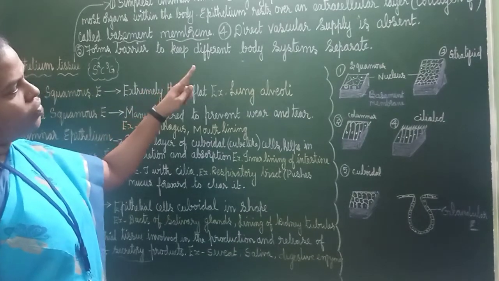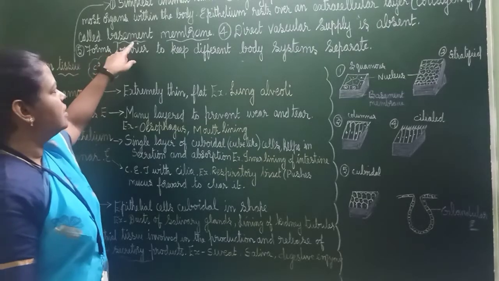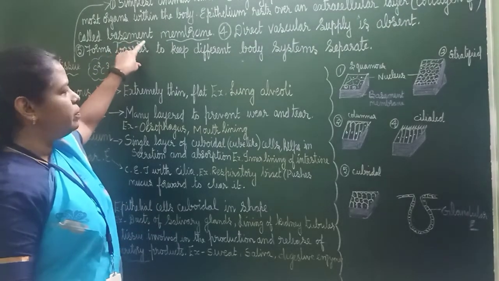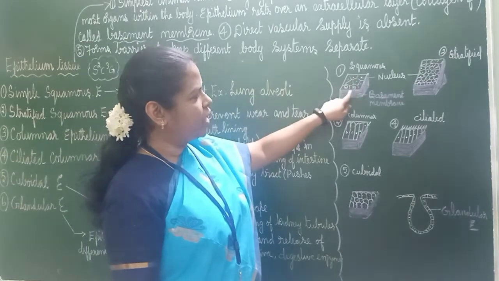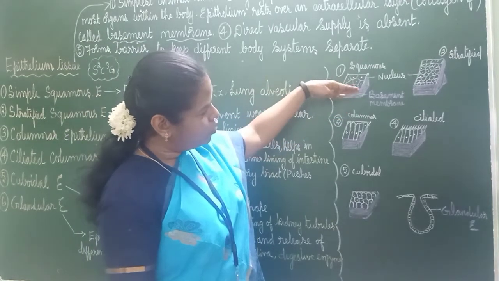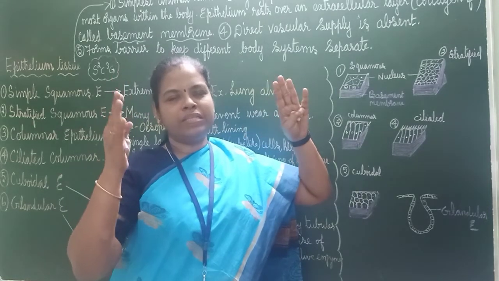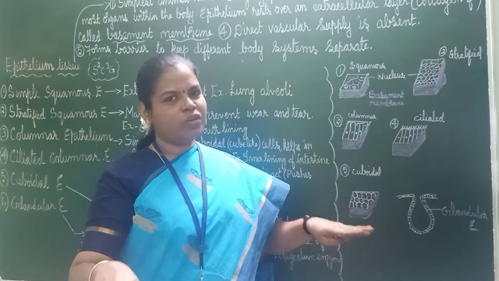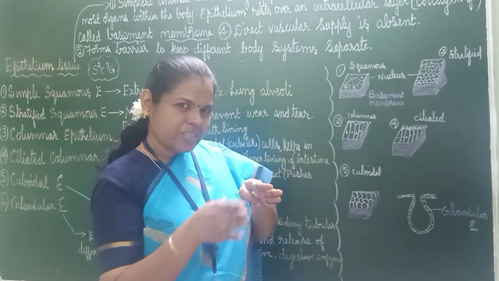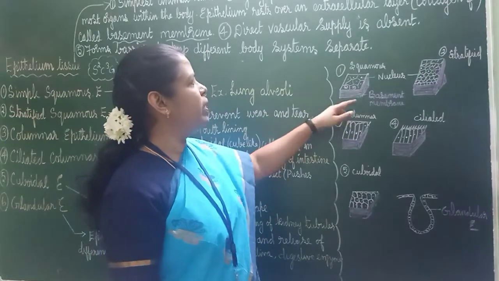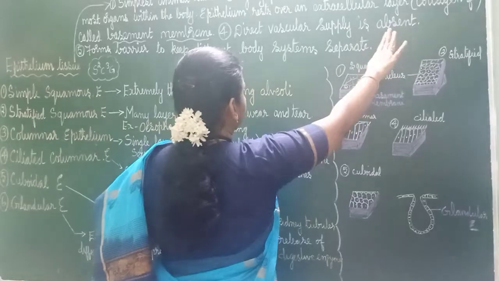Epithelium rests over an extracellular layer called basement membrane. Whenever you see an epithelium tissue, down below, one membrane, one basement will be there. Before constructing houses and buildings, they put one foundation, no? Same like that, for this there will be a basement. So it will not get mixed with other things in the body. So epithelium rests over an extracellular layer.